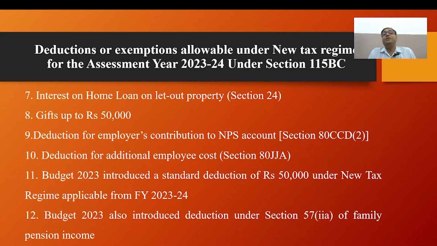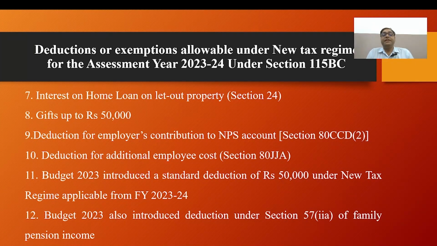The amount of deduction is limited to 10% of salary and DA allowances for private sector employees, while it is 14% for government employees. So in the private sector it is 10%, while in the government sector it will be 14%. The deduction available under section 80JJA is 30% of additional employee cost incurred in the business, compared to total employee cost in the previous fiscal year.